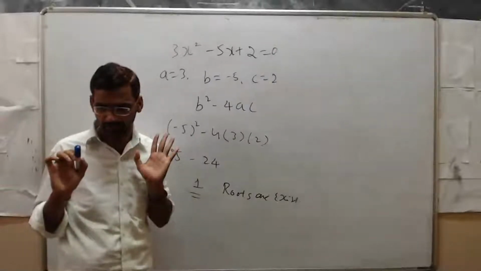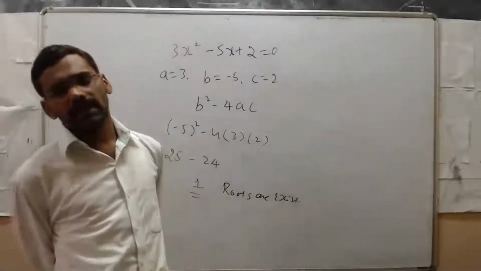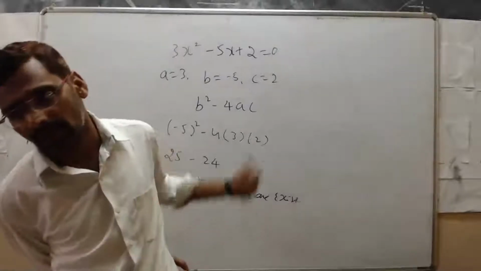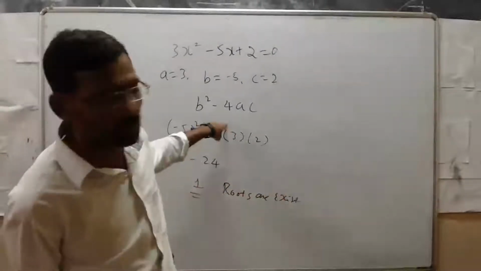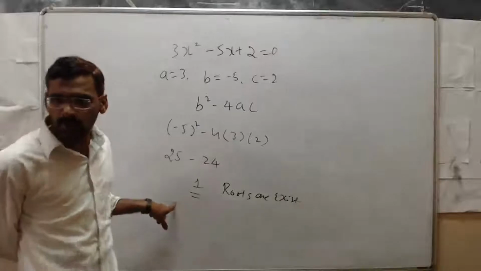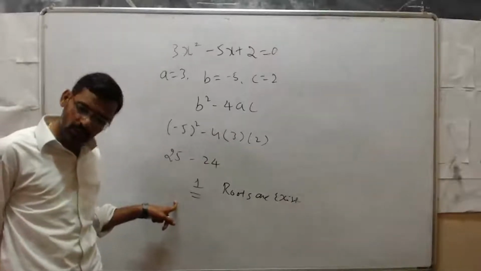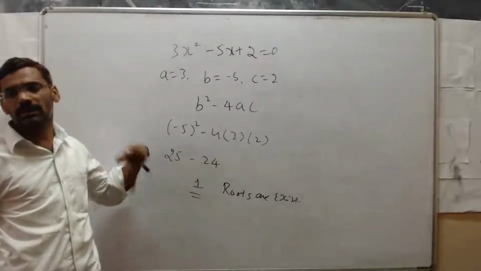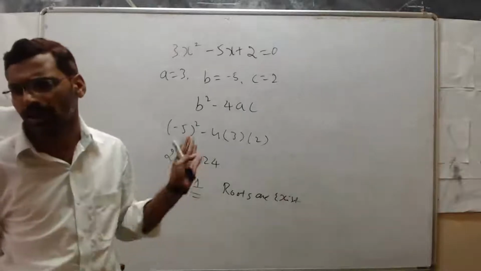Simple point. Can I ask a question? First, if roots exist, find the roots. That means first we have to find the value of b square minus 4ac. If it is positive or 0, roots exist. If the b square minus 4ac value is negative, roots do not exist.